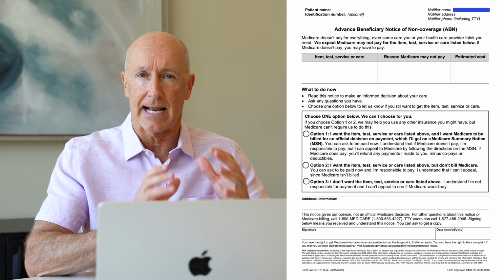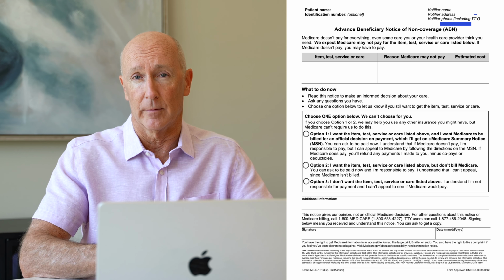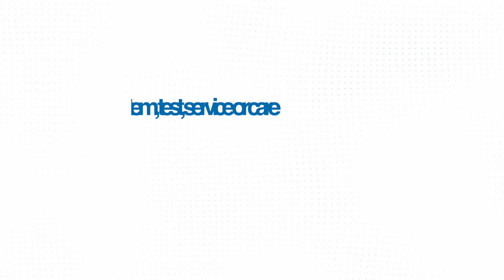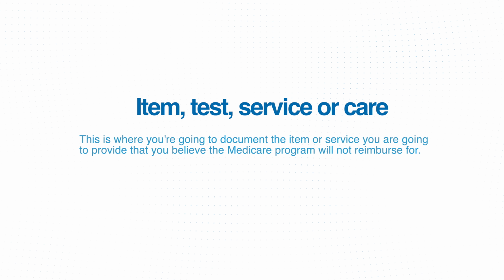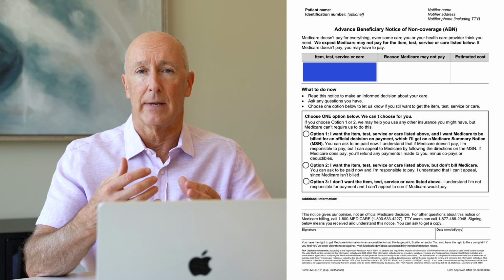Notifier name is the name of your practice, the name of your organization. Notifier address is your address, and then a phone number. In the next box where it says item, test, service, or care, this is where you're going to document the item or service you are going to provide that you believe the Medicare program will not reimburse for. So it could be iontophoresis as an example. Maybe it's canalith repositioning, CPT code 95992, if the patient does not have a payable diagnosis for that CPT code per your Medicare contractor.